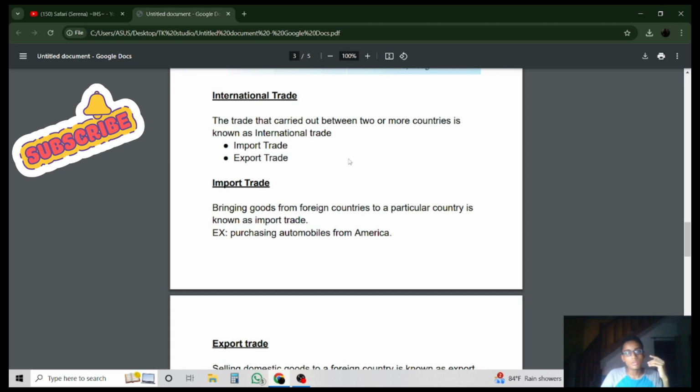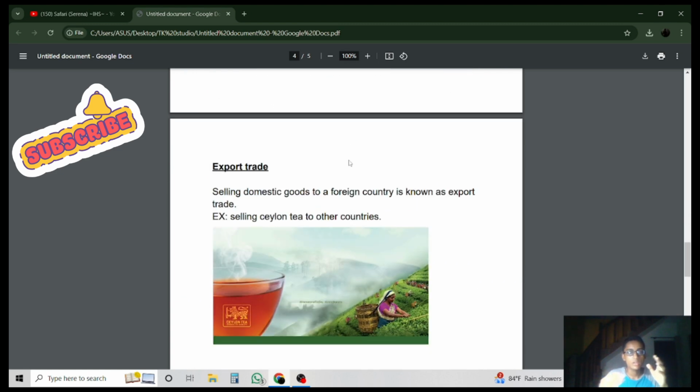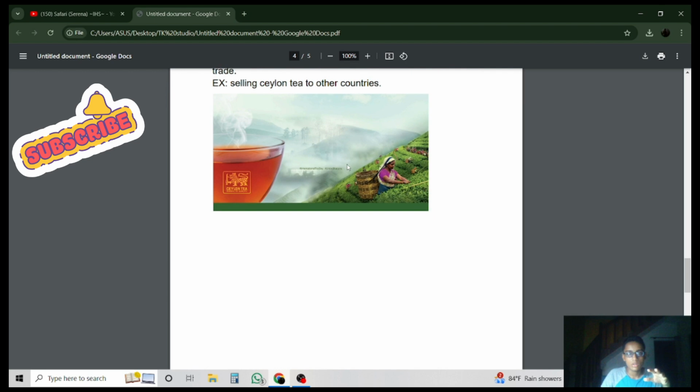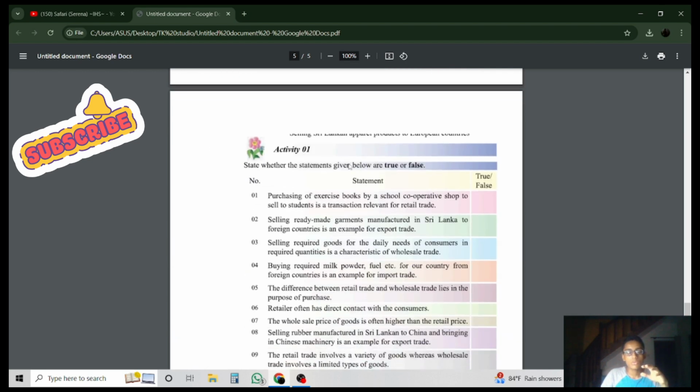Then we have export trade, right? Selling domestic goods to foreign countries is known as export trade. For the best example, we can take selling Ceylon tea to other countries, right? Or else we can say selling cinnamon to other countries. So now you can see I have summarized 1.2, that means trade, in this video.